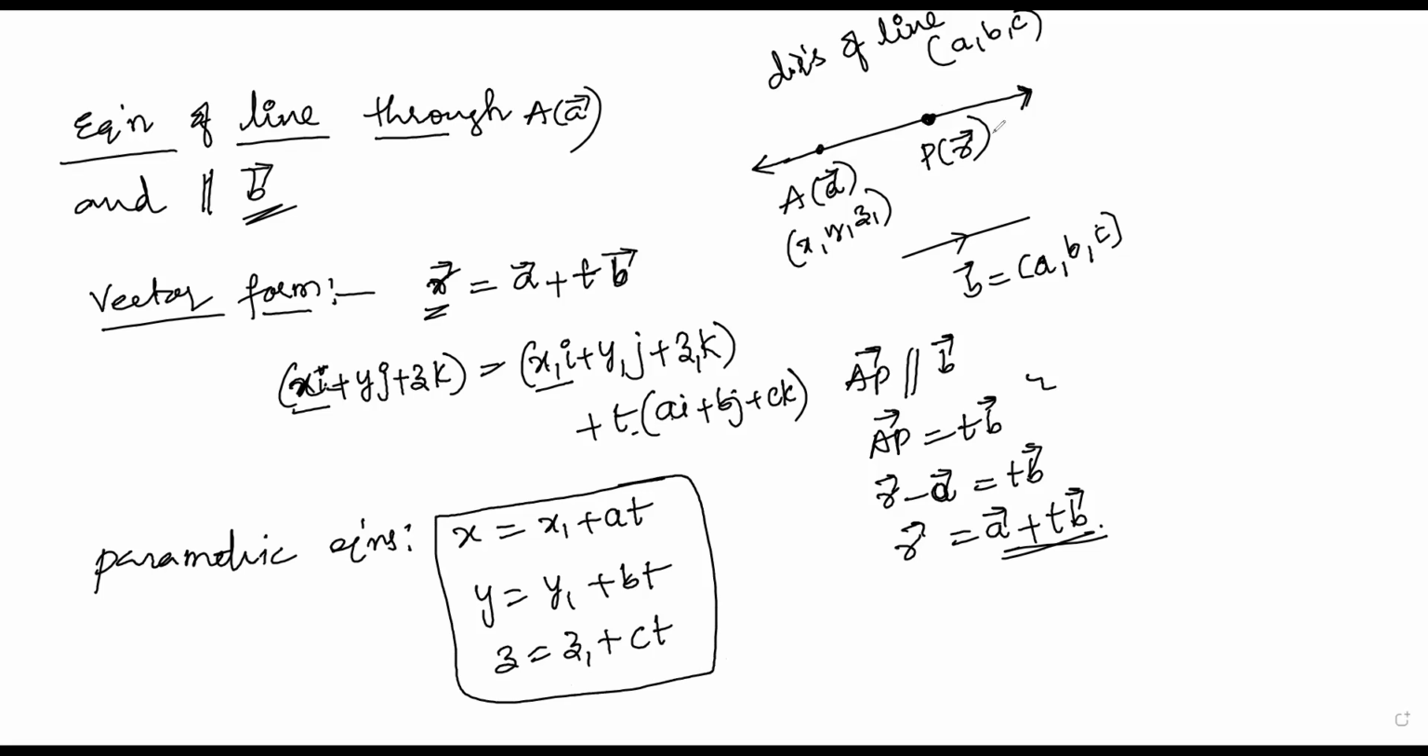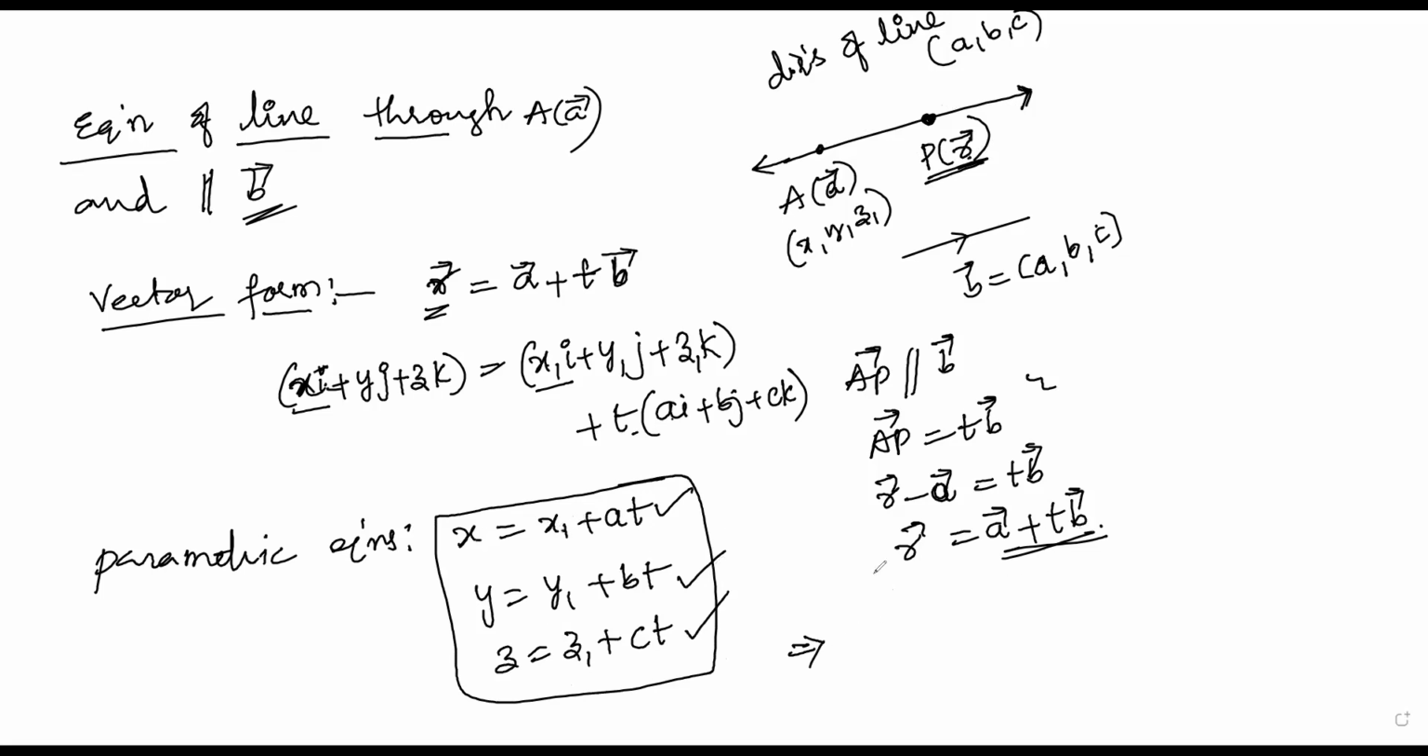Very, very important because if you don't know the general point, you take this as the general point. Let's say you want any point on the line, P with R bar as any point. That is this one: X1 plus AT, Y1 plus BT, Z1 plus CT. If you have to find the foot of the perpendicular or any point at a distance, you have to take it like this.